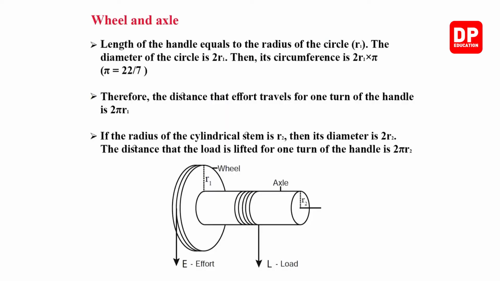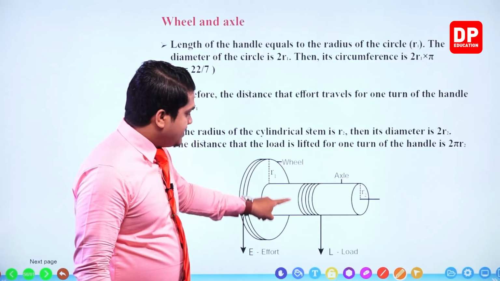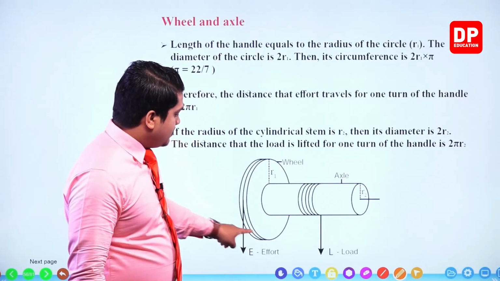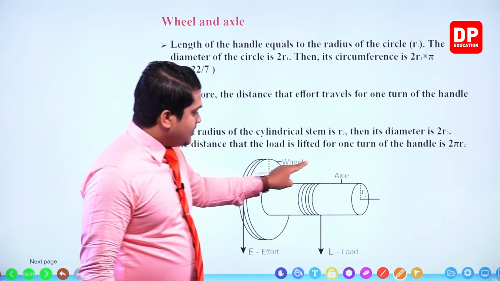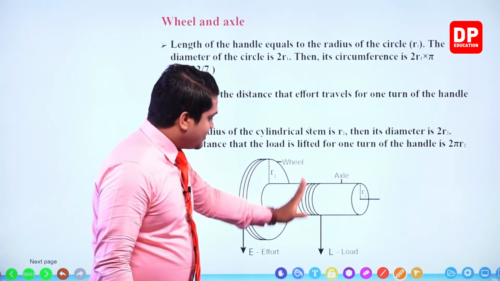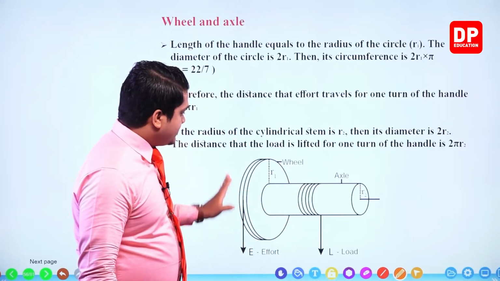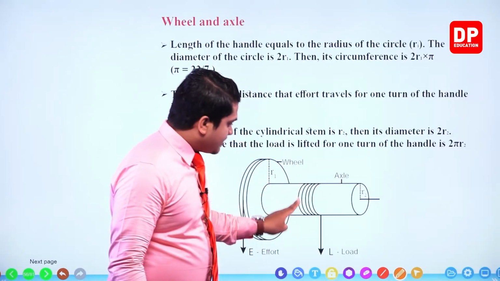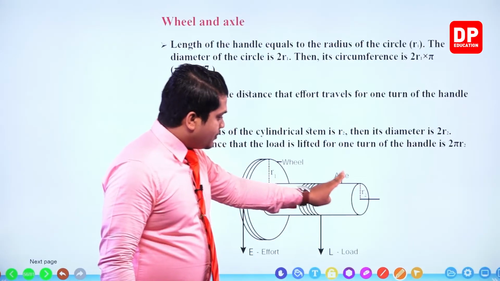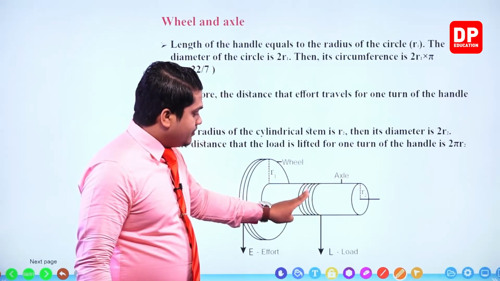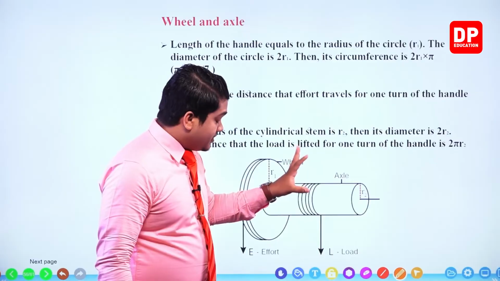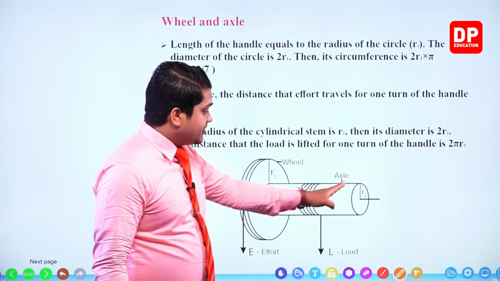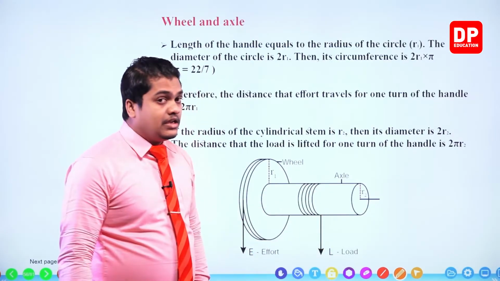So, at the same time the load is lifted by a distance equal to the circumference of the stem. Here, this is the effort arm, and this is the load arm. This circumference is the distance traveled by the effort, and the circumference of the stem is the distance traveled by the load.